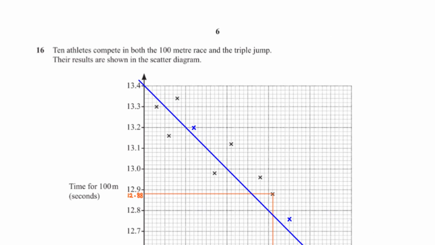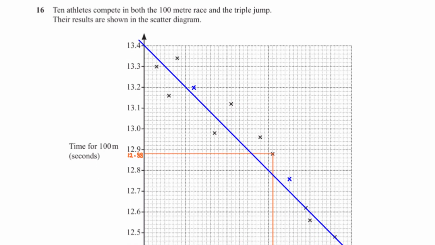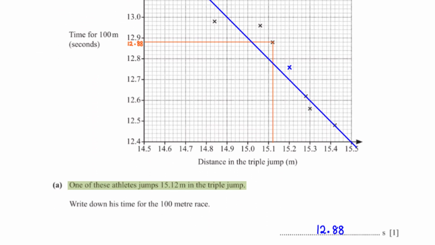10 athletes compete in both the 100-meter race and the triple jump. Their results are shown in the scatter diagram. One of these athletes jumps 15.12 meters in the triple jump. Write down his time for the 100-meter race. When we map 15.12 meters from the horizontal axis, we get the time for the 100-meter race as 12.88 seconds.